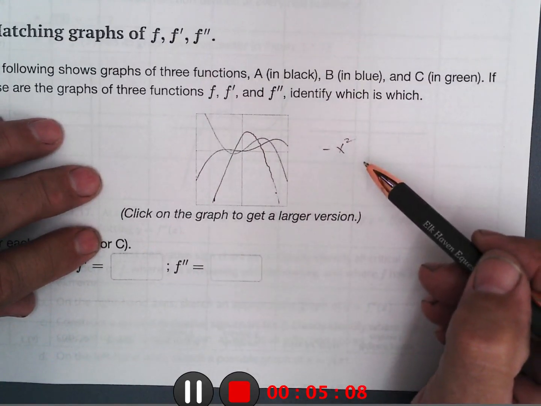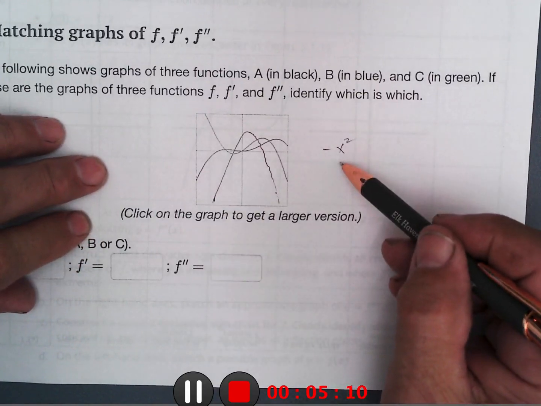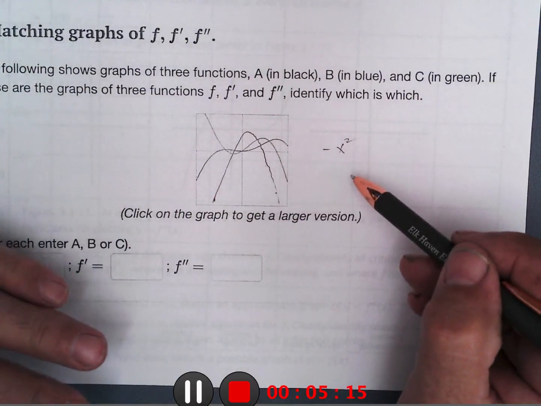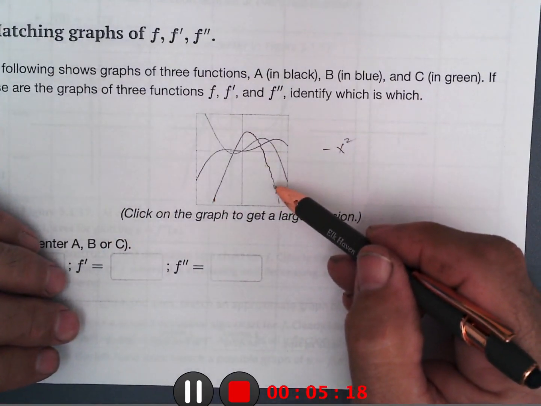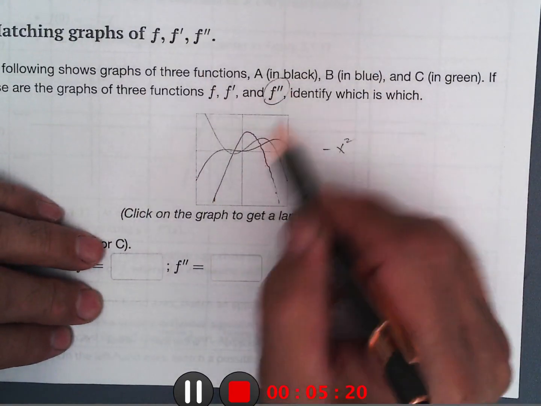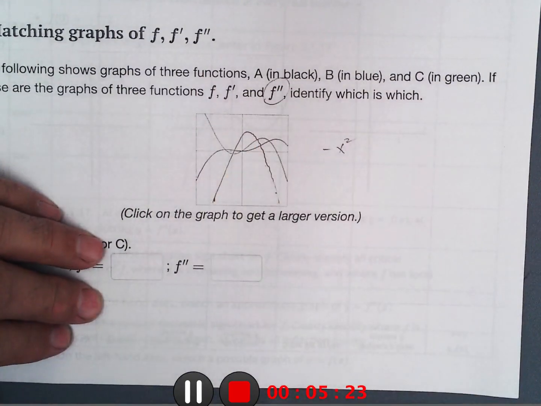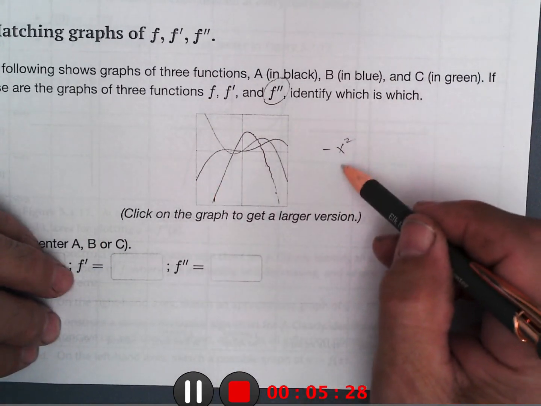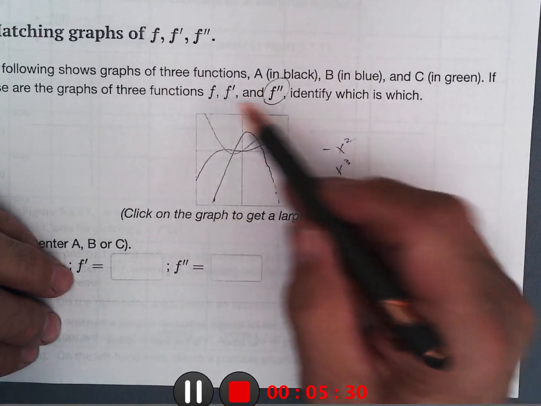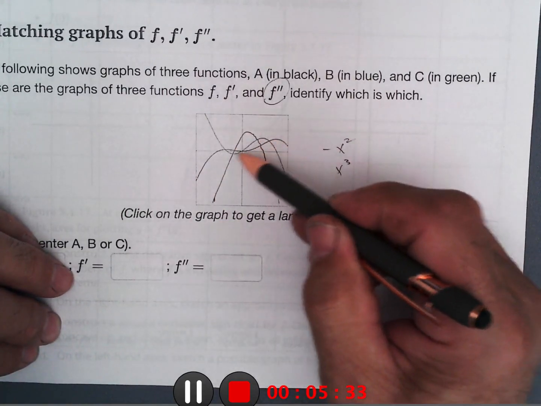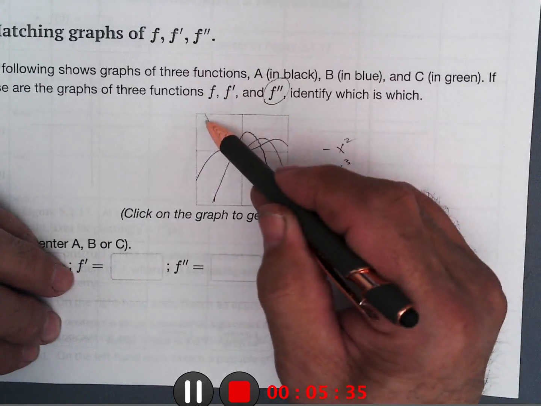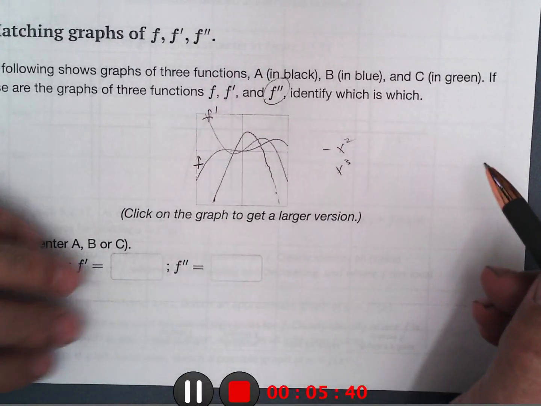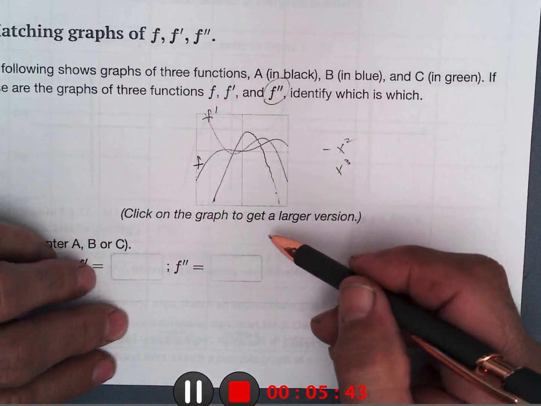If I took the derivative, it would go to a line. We don't have a line, and so this must be the second derivative. So the first derivative would be a degree 3, which would have to go something like that. So this must be f prime, and this one must be f. Now, they weren't expecting you to look at it that way, but let's just now look at this.